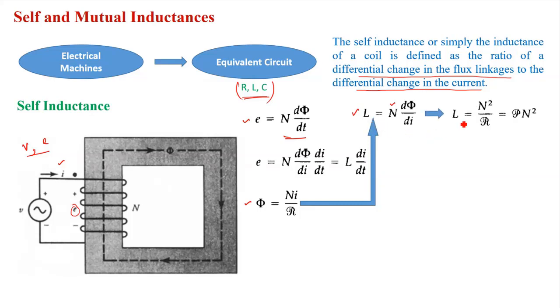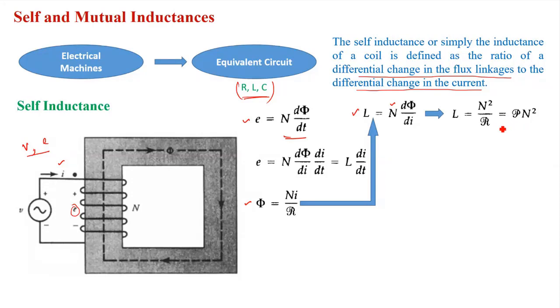It will lead to L equal to N square by reluctance, right? And 1 by reluctance is nothing but permeance. So permeance into N square. So L I can write in terms of constants, permeance into N square, or N square by reluctance.